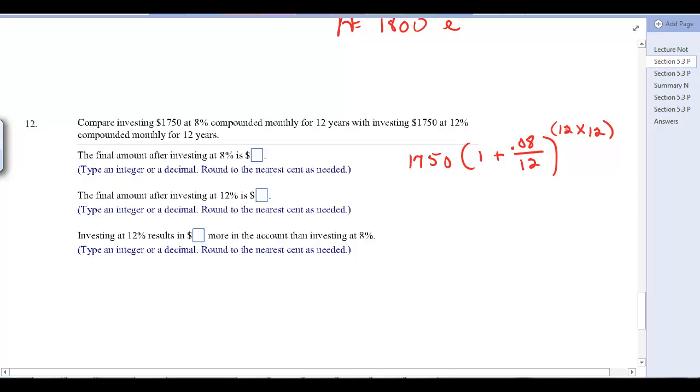Okay? Because that's n times t. All right, and so if you're going to do that one, then you're also going to do 1750 times 1 plus 0.12 over 12 raised to the 12 times 12. Whoops.